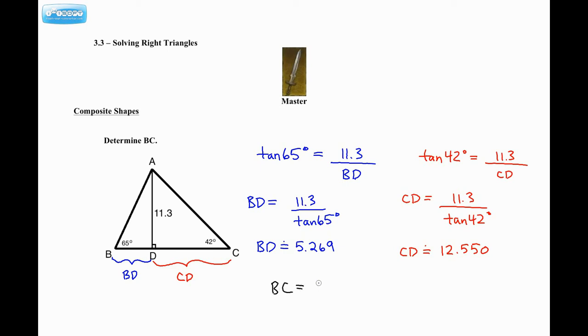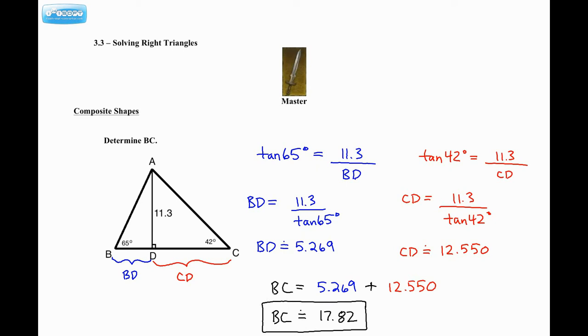I'll keep the colors together, why not? So this was 5.269 plus 12.550. So BC is approximately, what do we get when you add these together? Alright, so I'm going to go to the nearest hundredth this time. That's going to give me about 17.82. There we are.